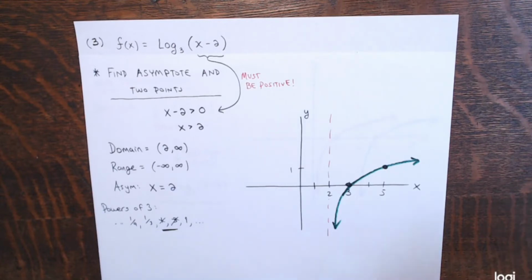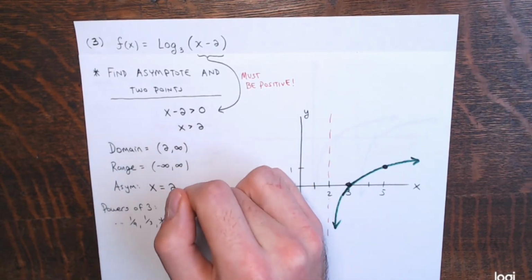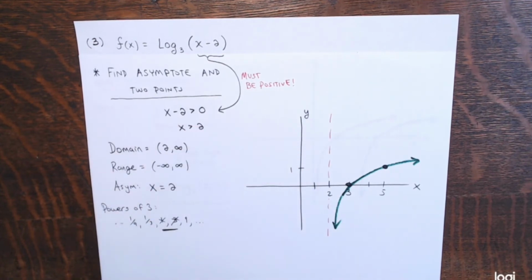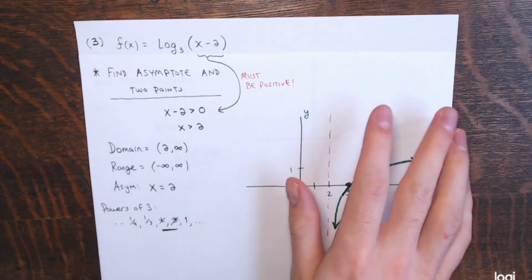So personally, when I'm trying to do quick graphs of logarithmic functions, I like to state the domain, range, asymptote, and then find a couple points using the powers of the base as a guide. And once you know a couple points and the asymptote where they're located, and you know how the logarithmic functions look, or at least you should by now, you should be able to make a pretty rough sketch by hand. All right, so I'm going to do that here.